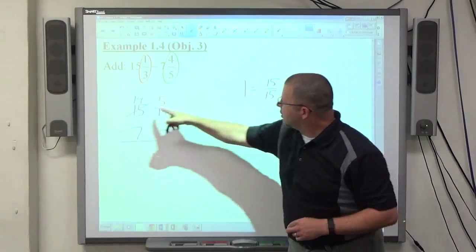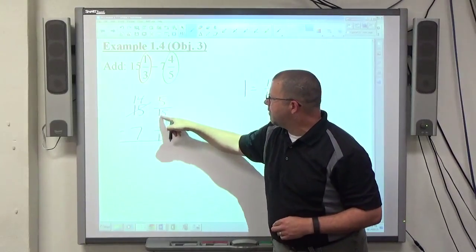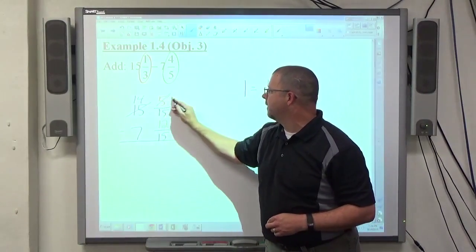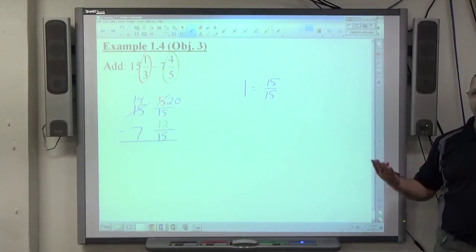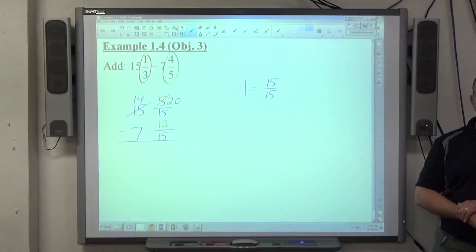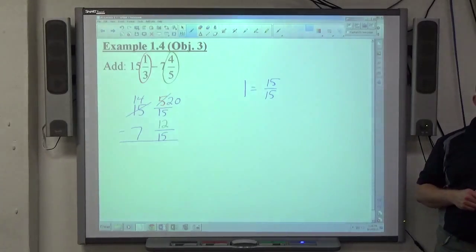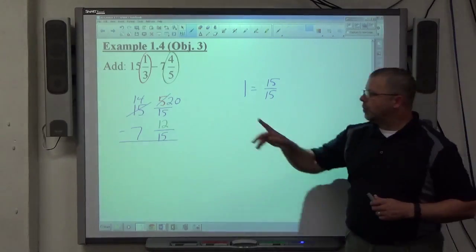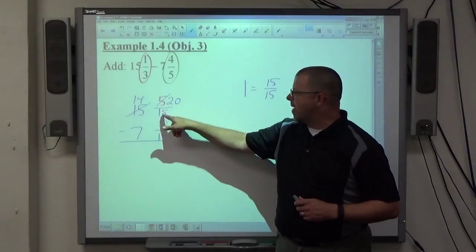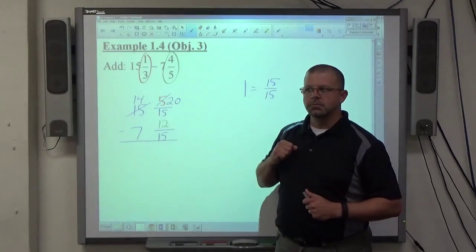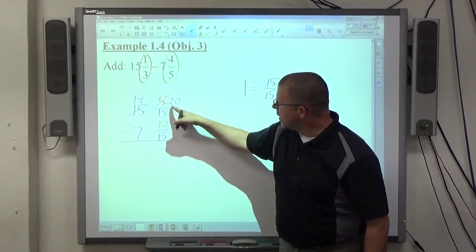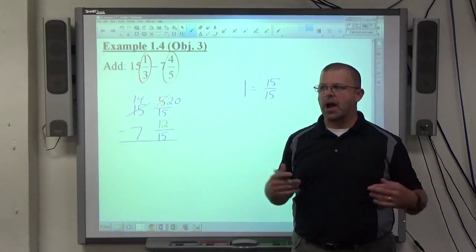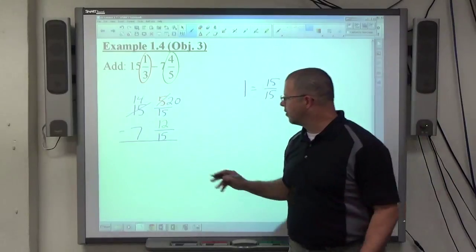So what that means is the 1 I borrowed from here is going to make this 15/15 bigger, which basically just makes the top 15 bigger, because when we're adding fractions, denominators don't change. That's how you borrow with mixed numbers. That's all there is to it. You borrow 1 from this and make the top that much bigger. And once you've made that much bigger, notice 20/15 minus 12/15, now it's subtractable, because big minus small is easy.